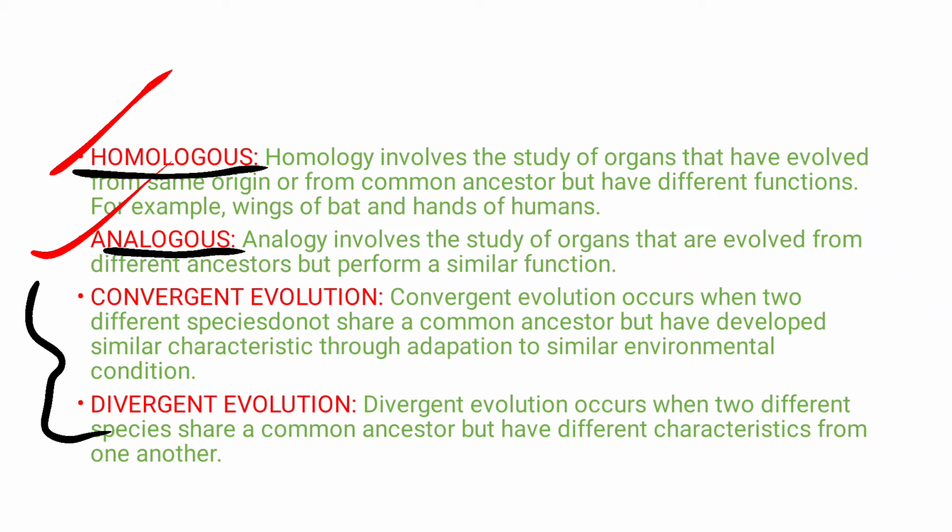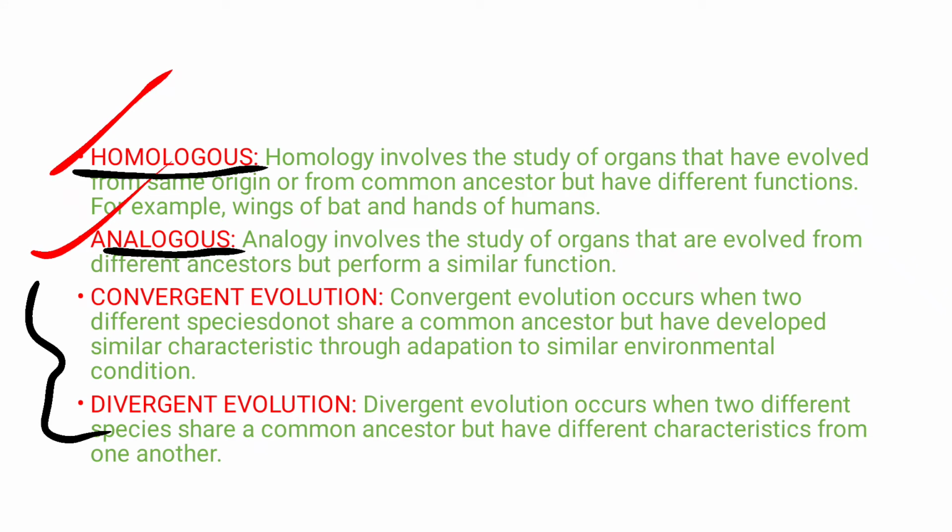Okay, so what is convergent evolution? Convergent evolution occurs when two different species do not share a common ancestor but have developed similar characteristics through adaptation to similar environmental conditions. So convergent evolution is basically that in which species do not share common ancestors but have evolved similar characteristics through adaptation to a similar environment.